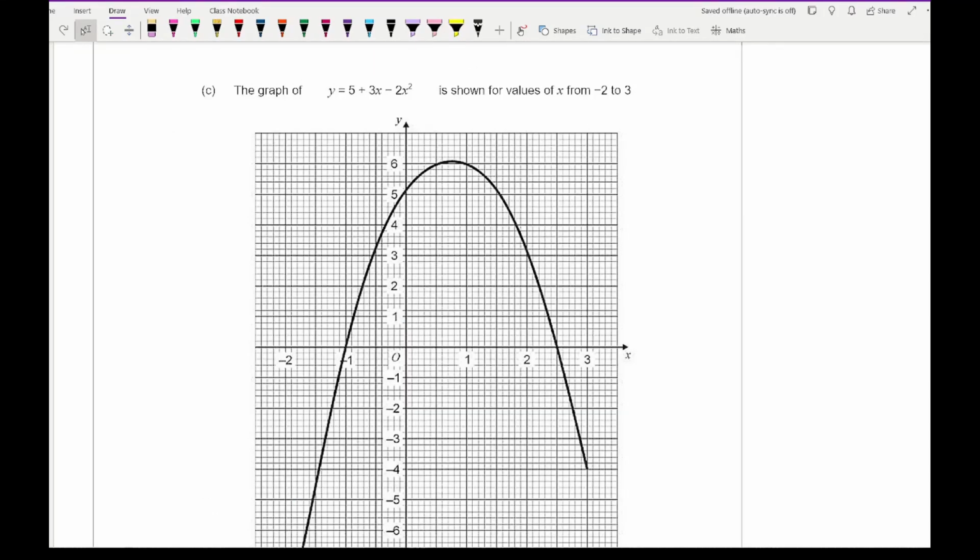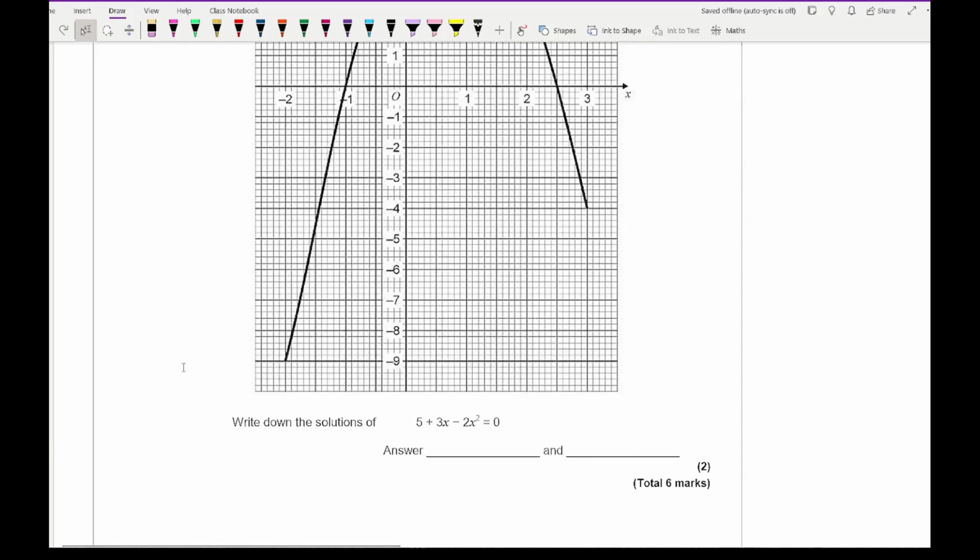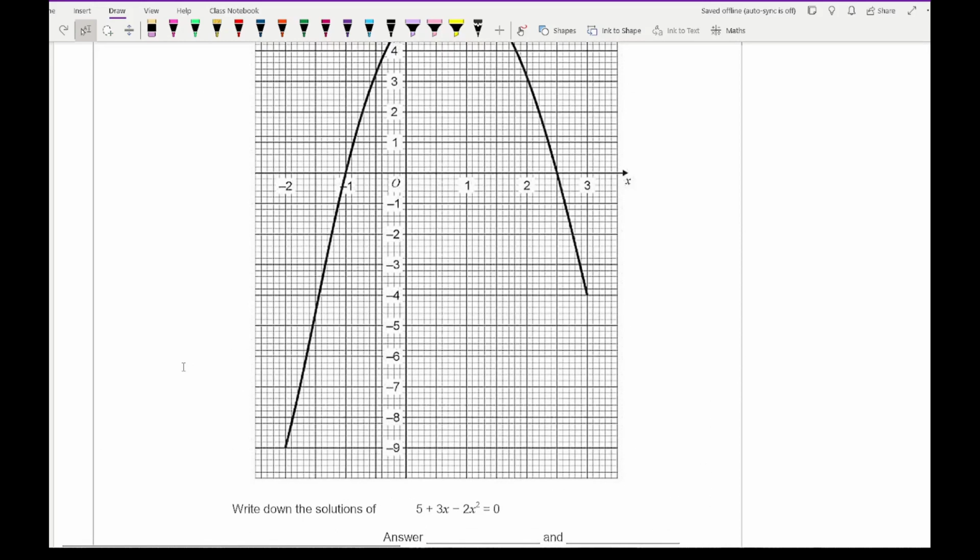Then moving on to 4C, now here's where the quadratic question comes in. It says the graph of y equals 5 plus 3x minus 2x squared is shown for the values of x between minus 2 and 3. It then says write down the solutions of 5 plus 3x minus 2x squared equals 0. So all I need to do here is basically plot y equals 0, which, as we've already mentioned, is the x-axis. I'm looking for where it crosses the x-axis, and they're nice easy points. So one answer is at minus 1 and the other answer is at 2.5.